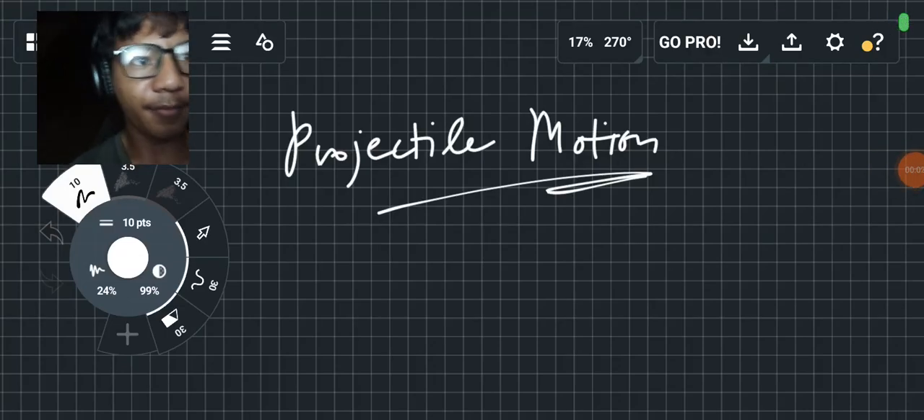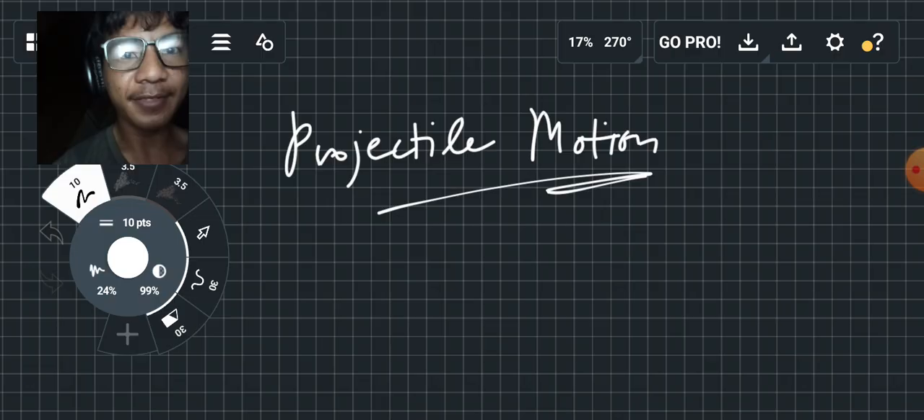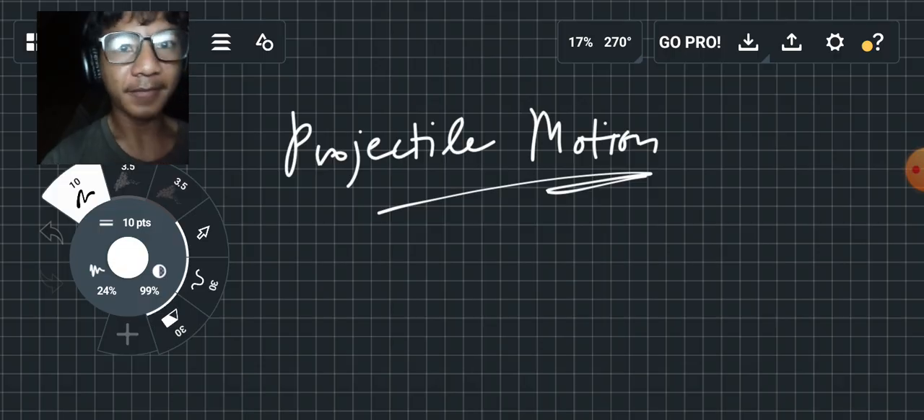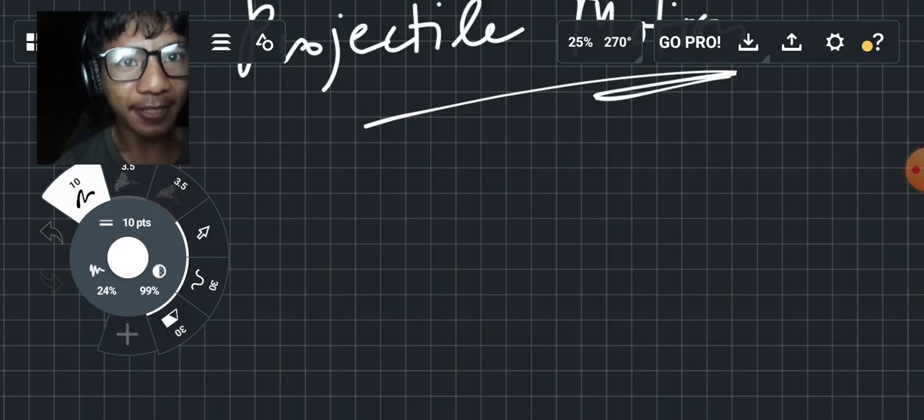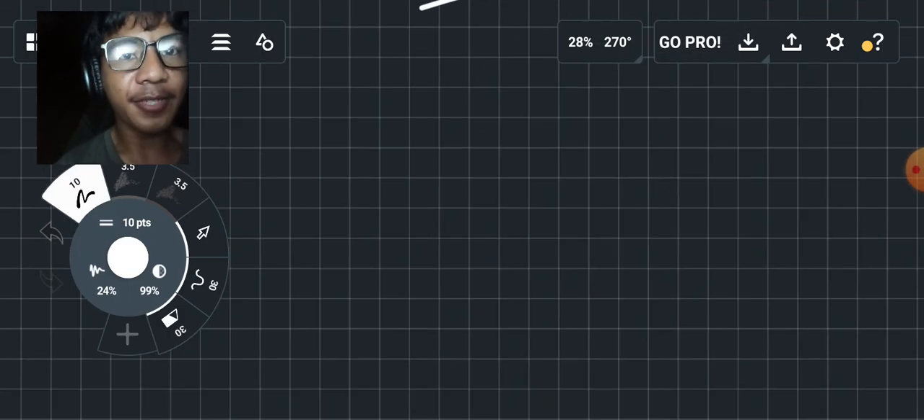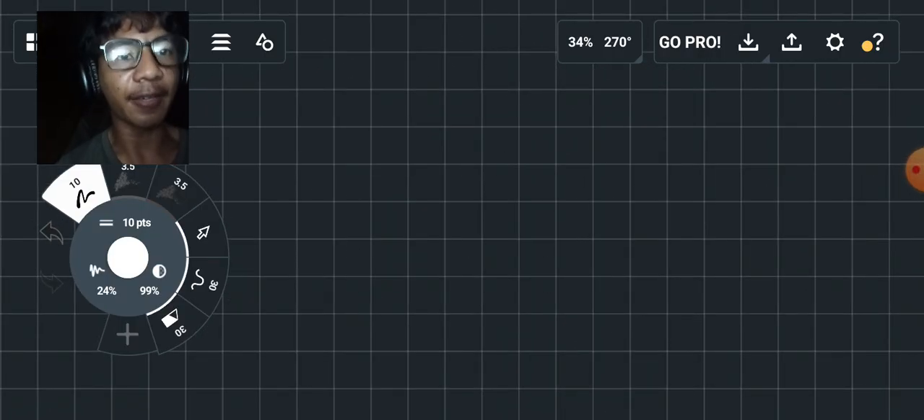Okay, so welcome to my yapping of science and math. So first off, we'll be talking about projectile motion. This one's pretty standard, but anyways, bear with me. Okay, so projectile motion is what happens when, say, you throw something like a ball.